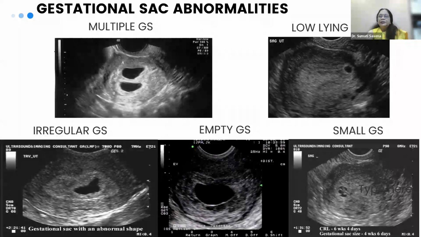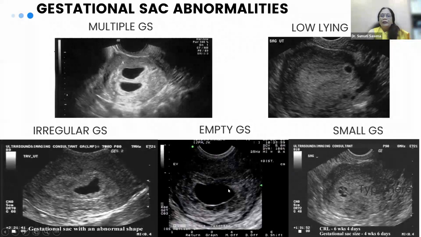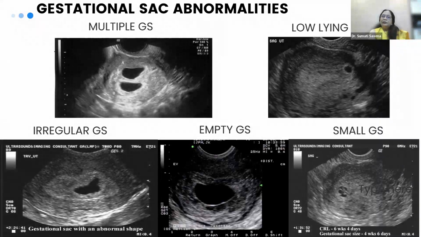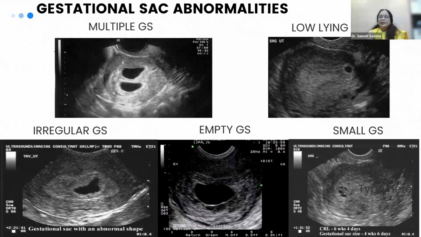Then the content of the gestational sac: if the gestational sac is empty on transvaginal ultrasound or transabdominal ultrasound, when the mean sac diameter is more than 25 millimeter, then it is suggestive of anembryonic pregnancy or missed abortion, a form of pregnancy failure. So, in early diagnosis, even with a single feature like the gestational sac, we can predict many things.